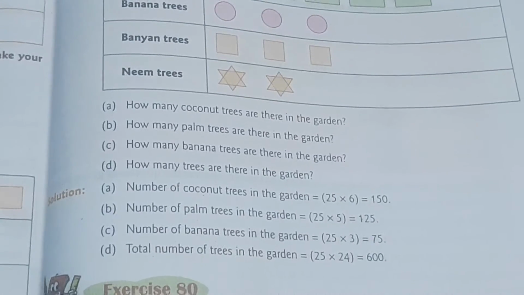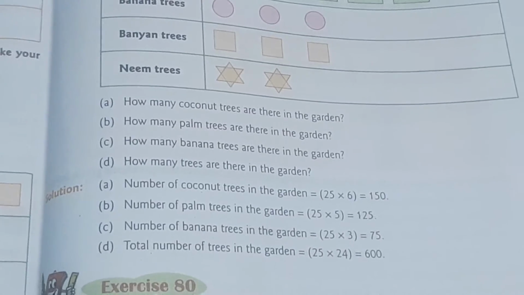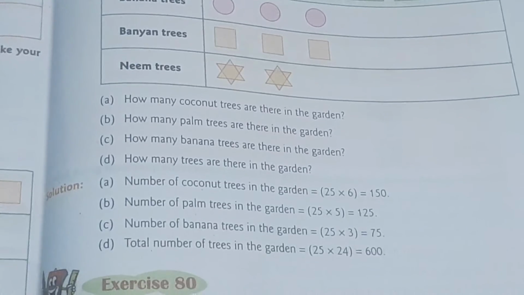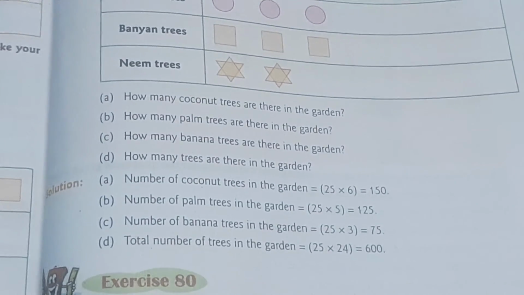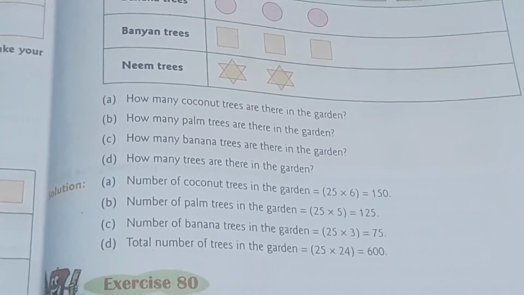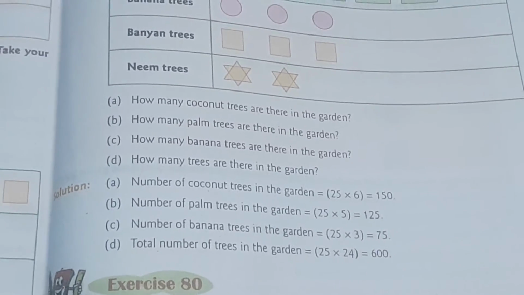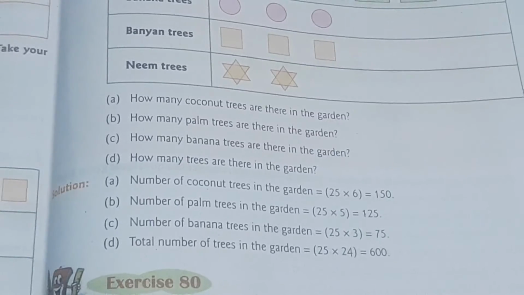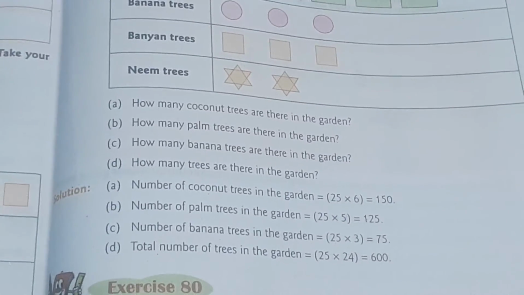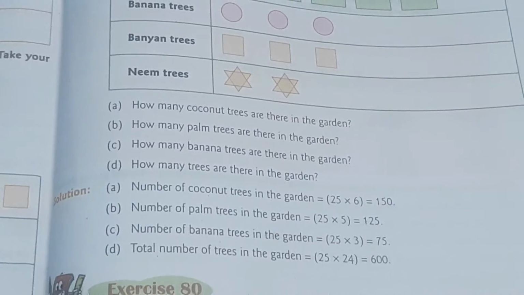So first question says, how many coconut trees are there in a garden? So in a garden there are how many coconut trees present? So number of coconut trees in the garden, one box represents 25 coconut trees, and we have seen there are total 6 figures. So we'll just multiply 25 by 6 and we'll get 150. It means in that garden there are 150 coconut trees.